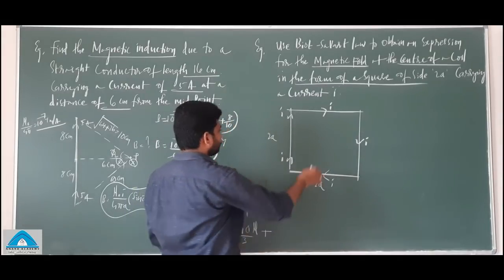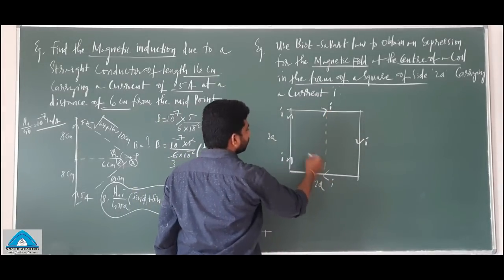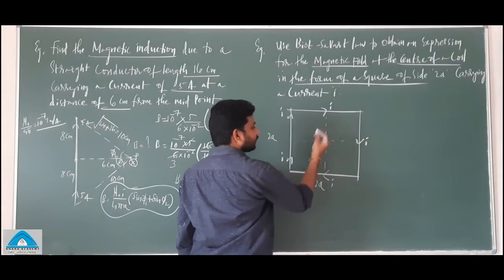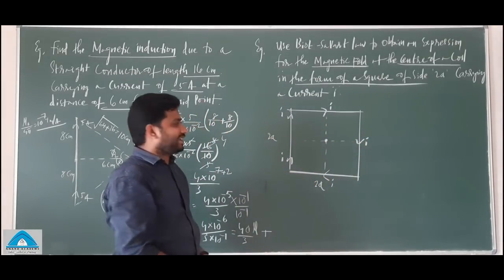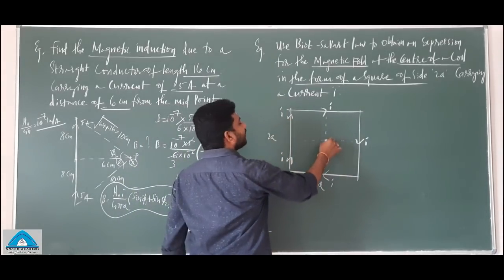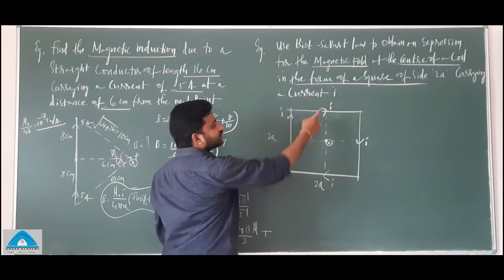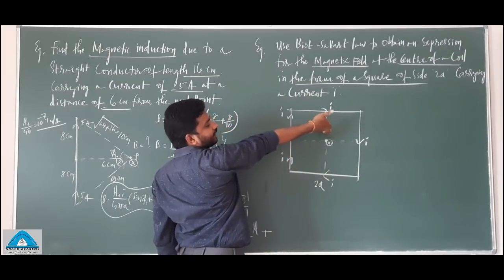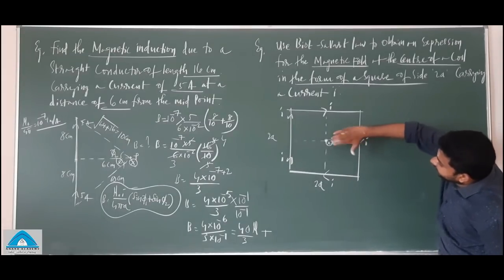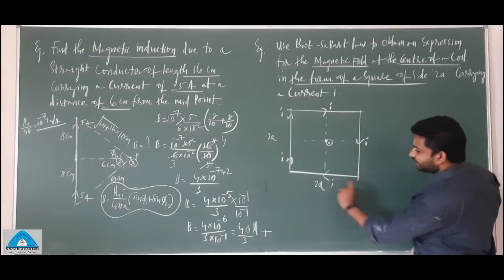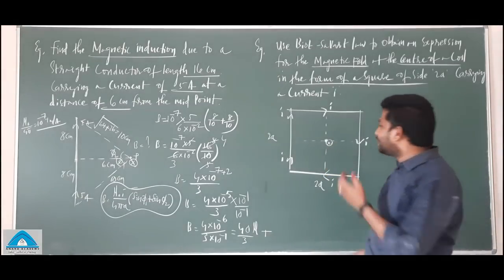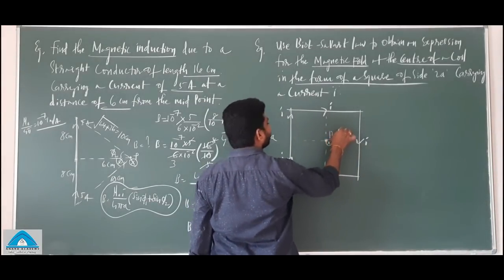At the center. So we need to find the magnetic field at the center, and first find the direction. Because of this wire also you can see the magnetic field lines are into the plane. And because of this wire also the magnetic field lines are into the plane, and because of this wire also, at this point. So that B value will be final.